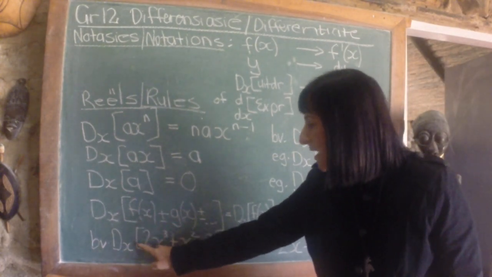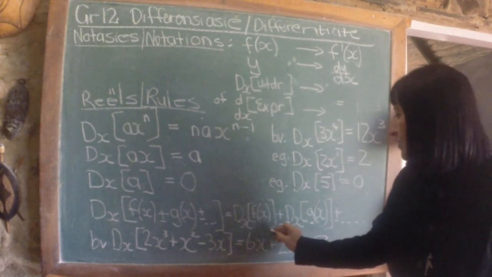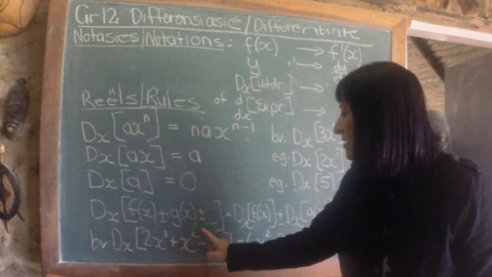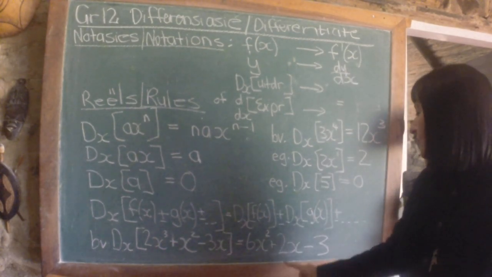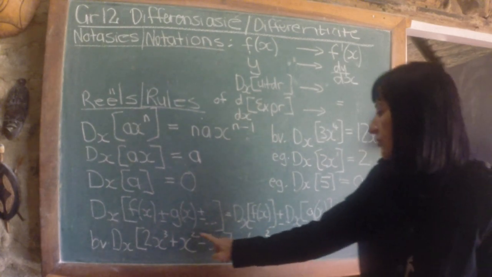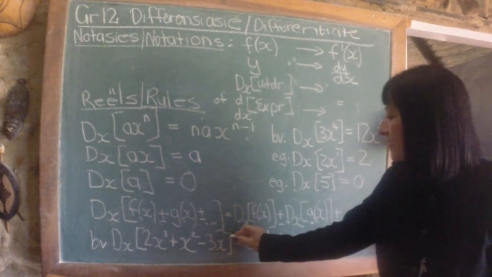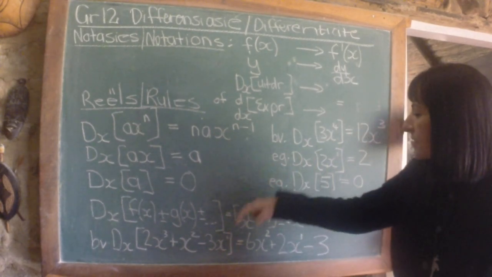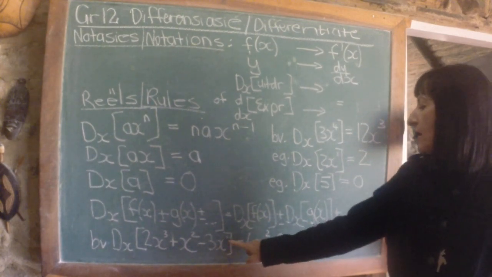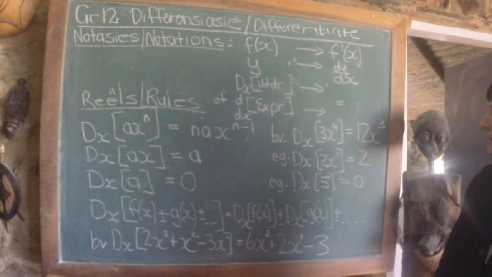3 move to the front, 3 times 2 gives you 6x squared. So you minus 1 there. 2, the exponent, move to the front, it's 2 times 1 gives you 2x to the power of 1 because you minus 1 from there. En dan het ons minus 3x en ons weet as dit tot die mag 1 is, 1 skuif vorentoe, so dis minus 1 maal 3 is minus 3 en 1 minus 1 is 0, so x tot die mag 0 is 1, so dis net minus 3.